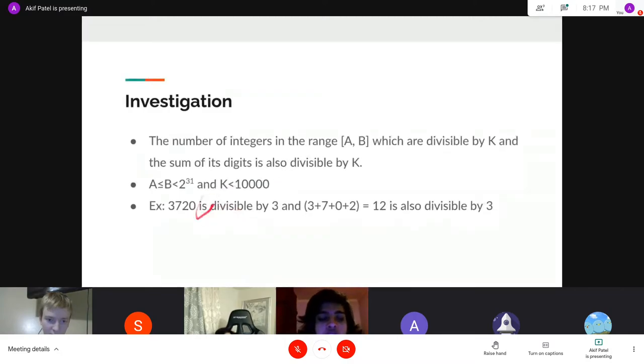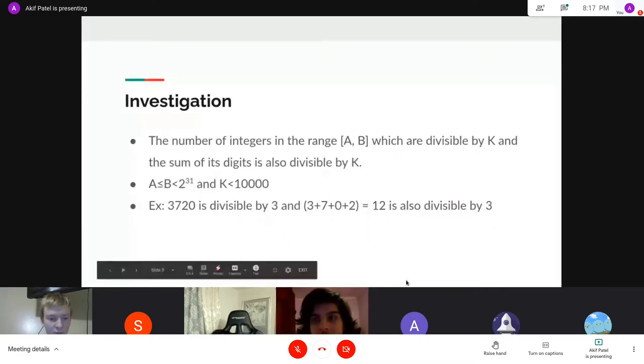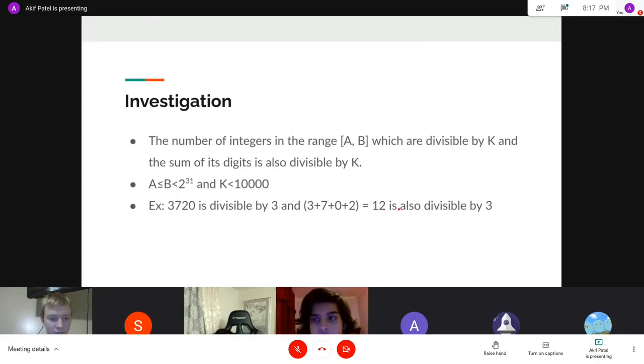So as an example, we can look at the number 3720. This is divisible by 3. And the sum of its digits is also divisible by 3, because the sum of its digits is 12, which is also divisible by 3, right?